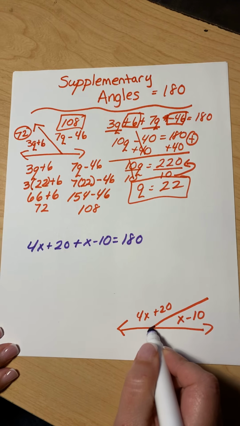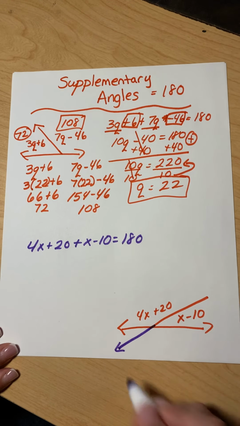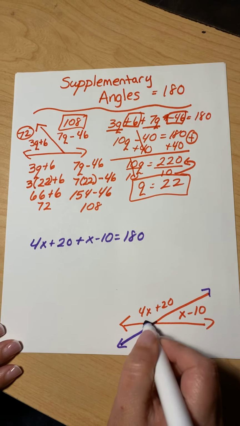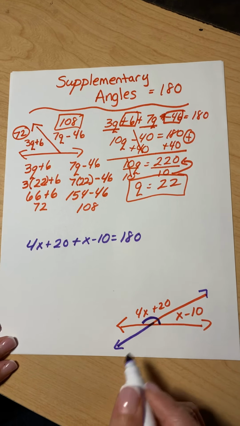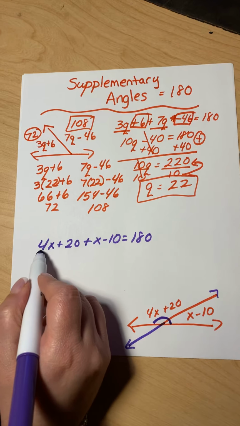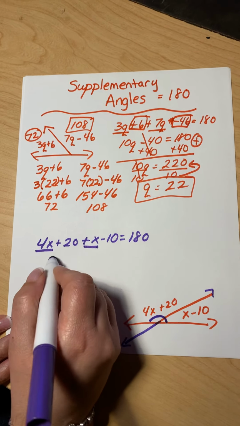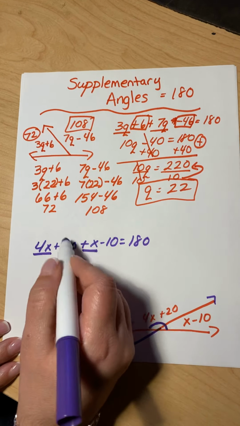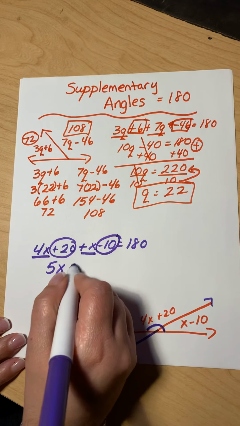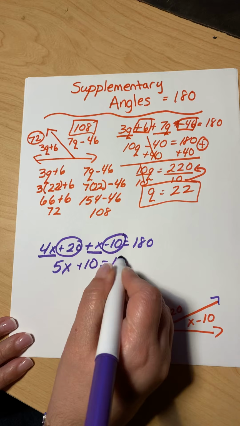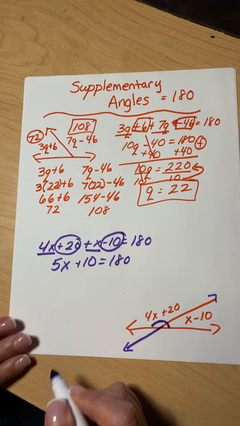Don't be surprised sometimes if you see this line extends. That's okay. Just understand that this is your straight line and these are where your angles are. I'm going to now combine my x's. 4x and x gives me 5x. Positive 20 plus negative 10 gives me positive 10. And again, it's just going to equal 180.